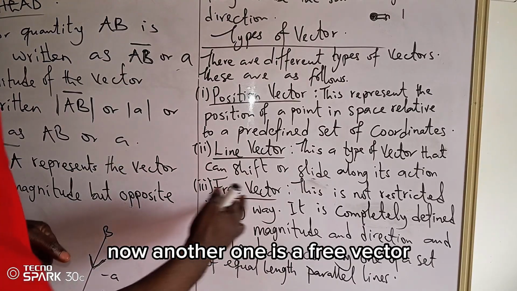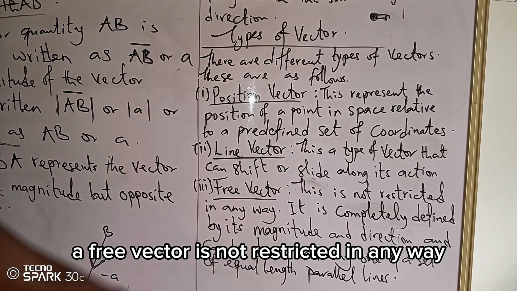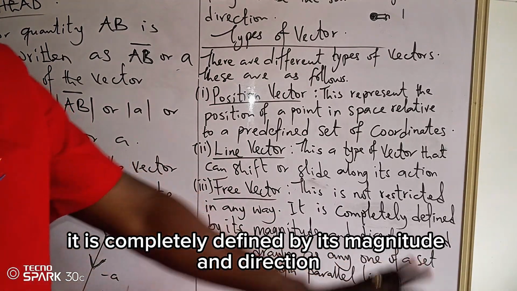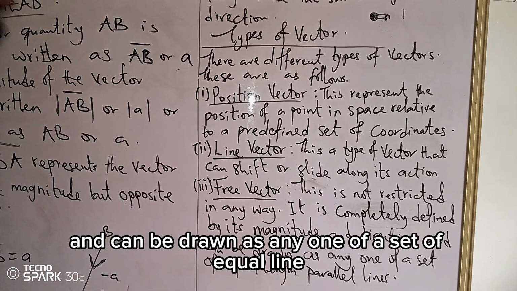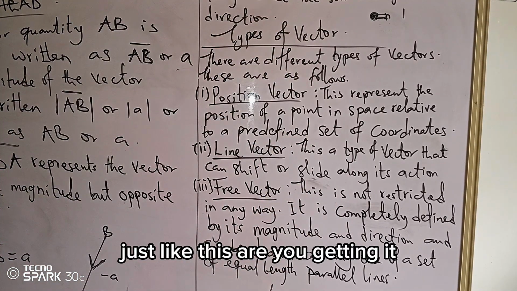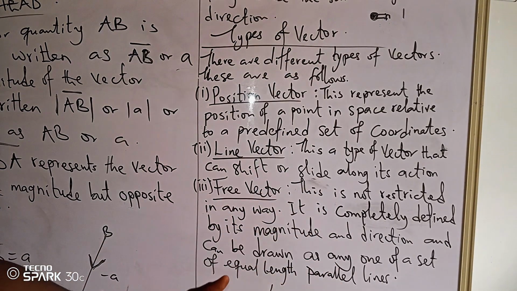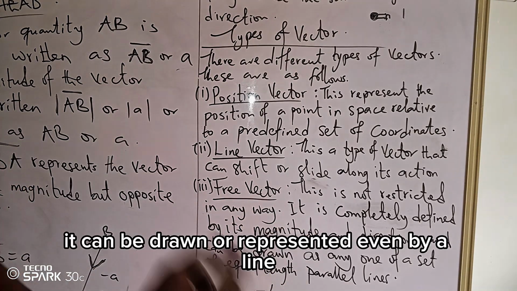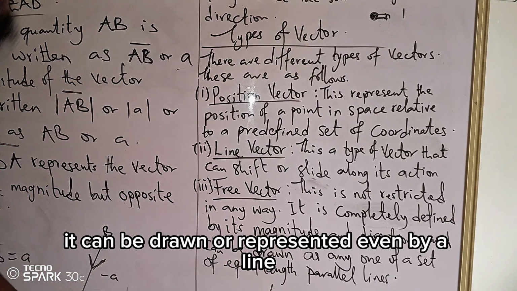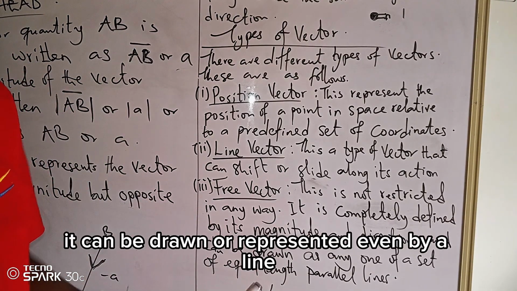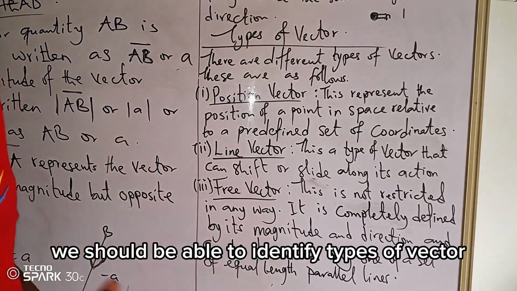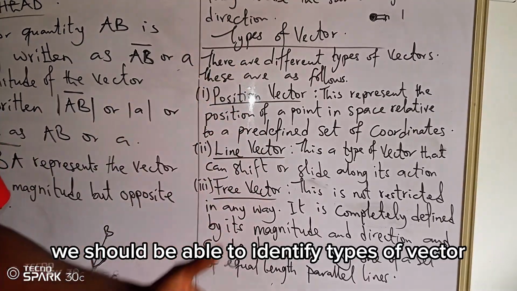Now, another one is a free vector. A free vector is not restricted in any way. It is completely defined by its magnitude and direction and can be drawn as any one of a set of equal lines, just like this. Are you getting it? A free vector is not restricted. It is very free. It can be drawn or represented even by a line. That's what I mean.